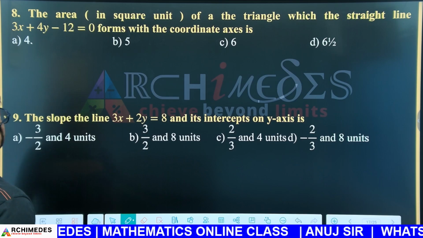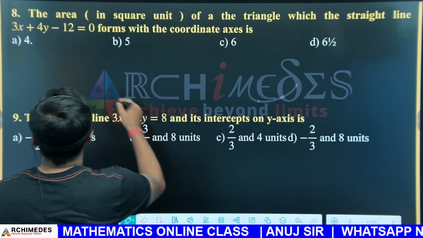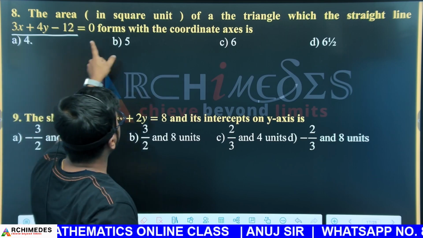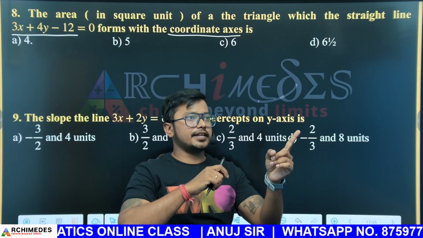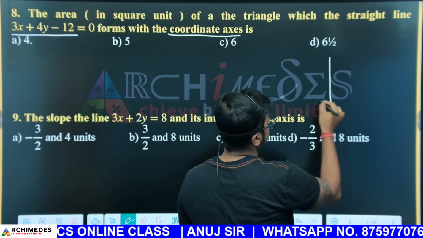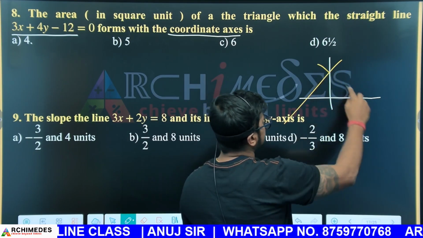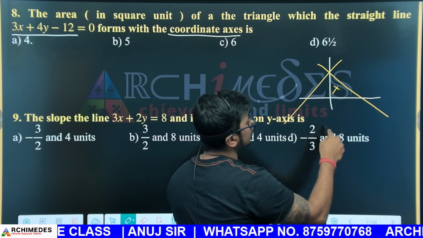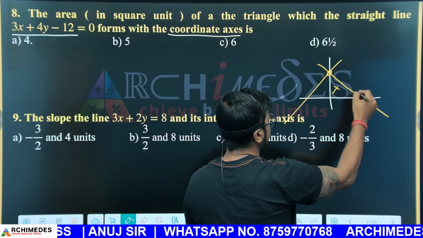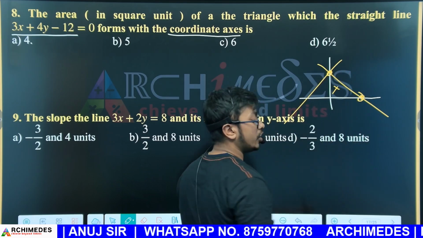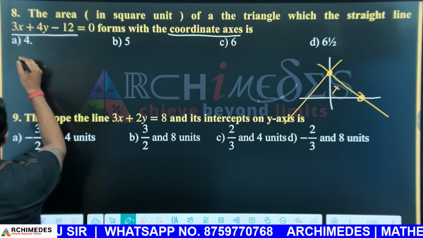Now the question is very interesting. The area of the triangle that the straight line forms with the coordinate axes. Coordinate axes means the x-axis and the y-axis. If we make it this way, it also forms a triangle. To find this, you need this point and this point. So if you need these 2 points, you are converting into intercept form. So I am converting into intercept form.